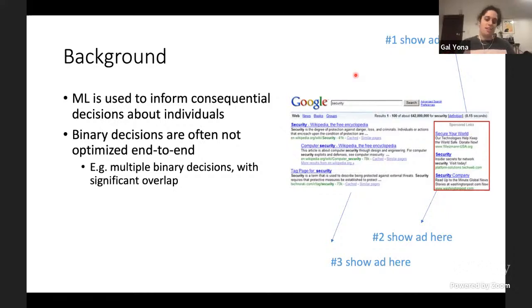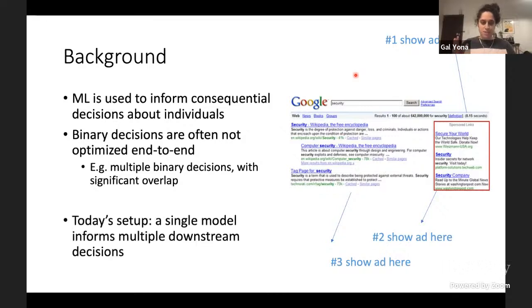So for this really silly example, I want to show ads on Google. Maybe one binary decision is whether I show an ad on the right. Another binary decision is whether I show an ad on the left, right? There's a lot in common for these different decisions. So the setup that we're going to formalize is, in some sense, I have one single model of the world, of ads, whatever, that then informs multiple downstream decisions.